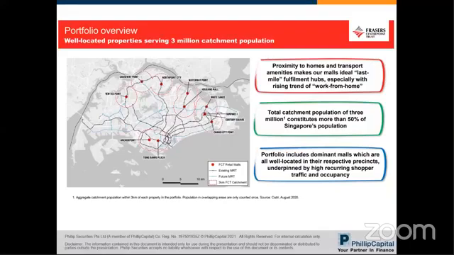So even if we work from home, you also sometimes order food delivery. All this comes from the nearby retail mall. So the catchment area constitutes more than 50% of the Singapore population. All these malls are well located with very high traffic flow.